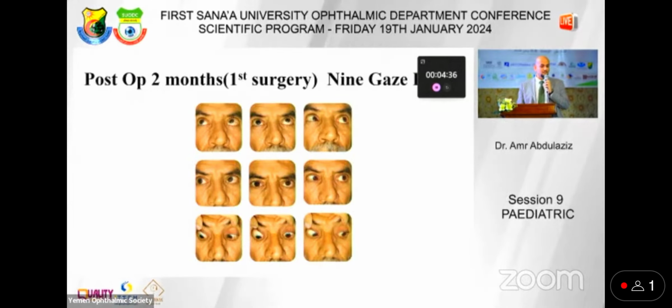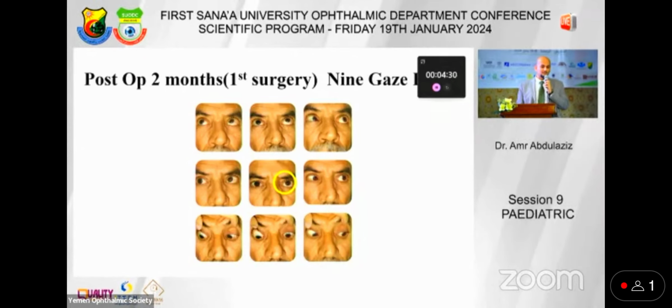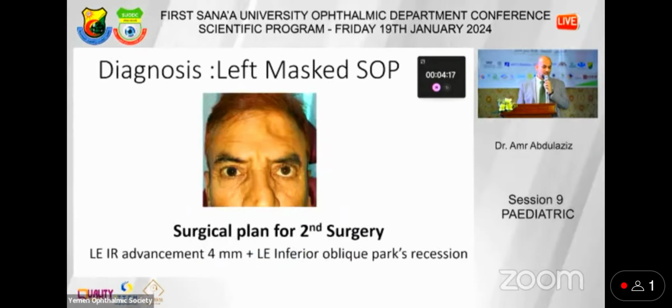So this is the 9-gaze photo after 2 months of the first surgery. Left hypertropia. So we shifted from right to left hypertropia with left inferior oblique overaction. And also left limited depression because of the inferior rectus recession that was done. So the surgical plan for the second surgery was left inferior rectus advancement with left inferior oblique Parks recession.